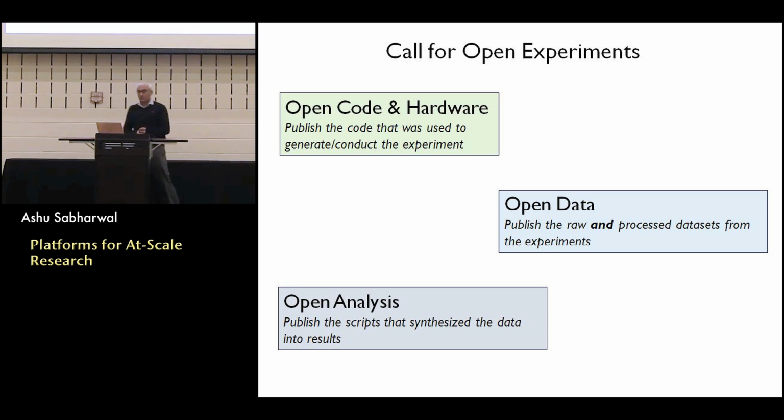So what are the 3 parts? We should aspire to have open code and open hardware. That means we have to somehow publish the code that can generate the actual experiment. We have to publish the data we got from our own experiment, and how we processed the data set. And then we should also talk about how we take that processed data set and come up with the analysis, right?